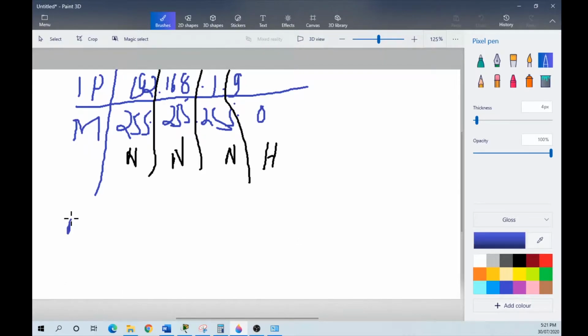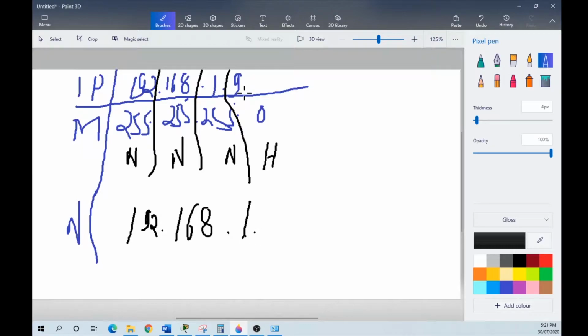My network address will be the first octet, that is 192.168, second octet, third octet, and the fourth octet. It is not included, so we have to put 0. So this is my network address.